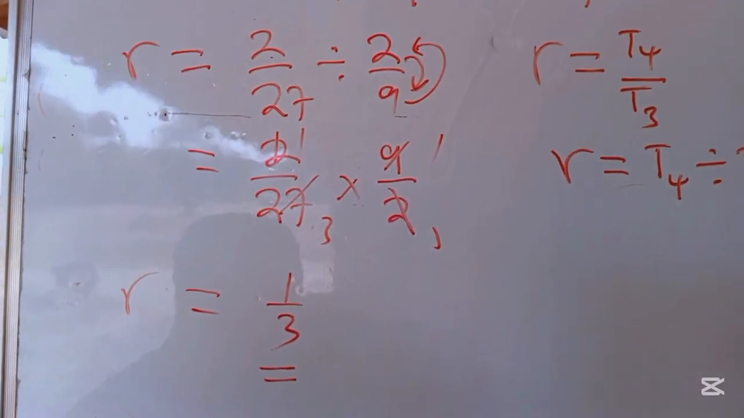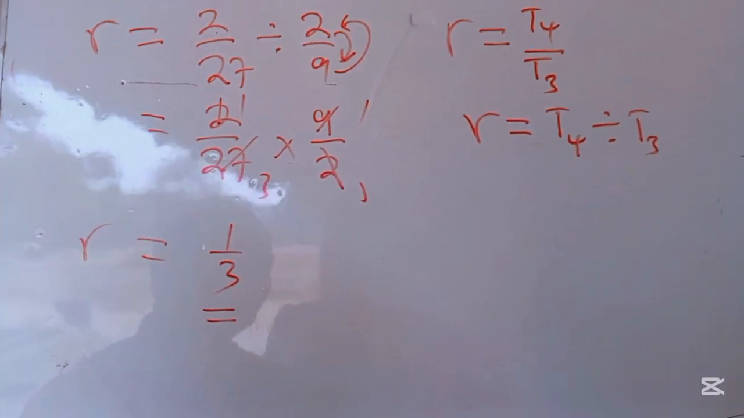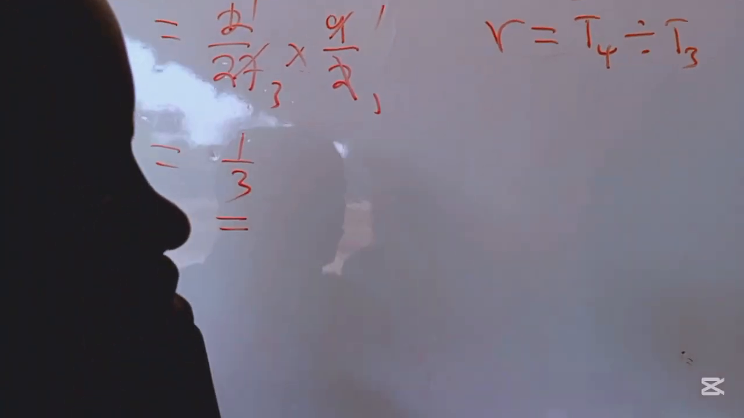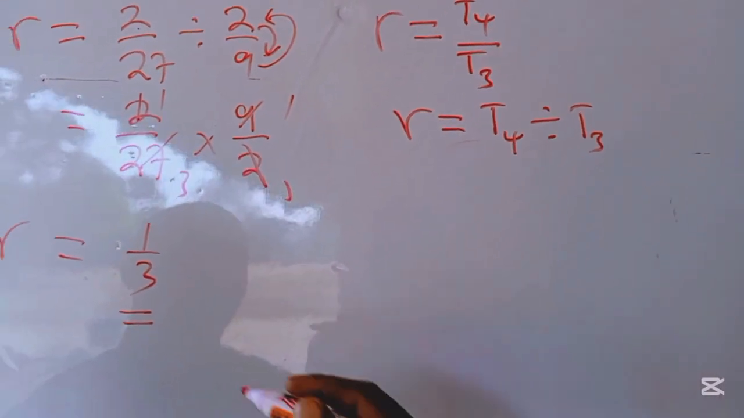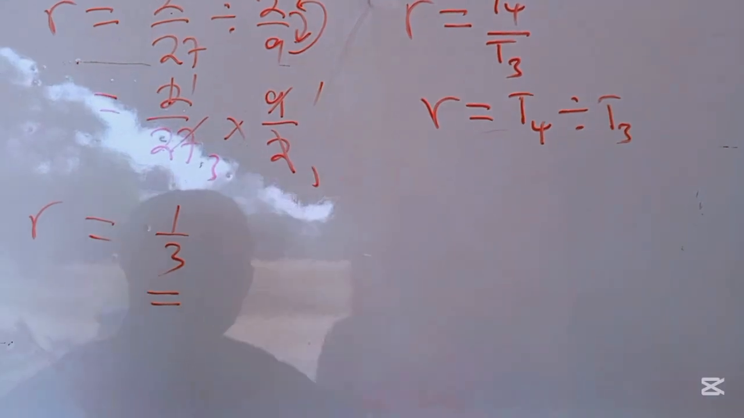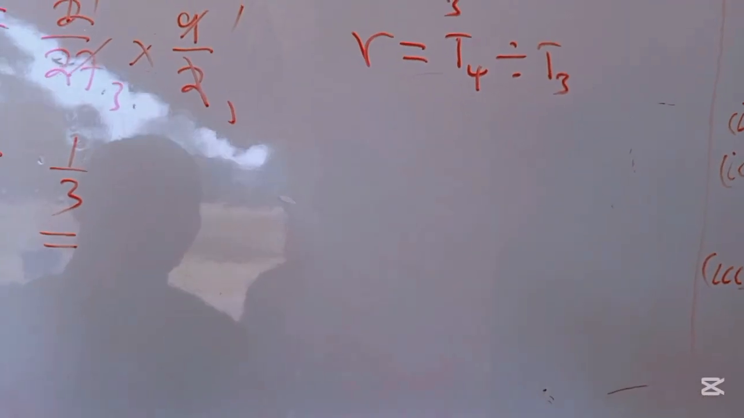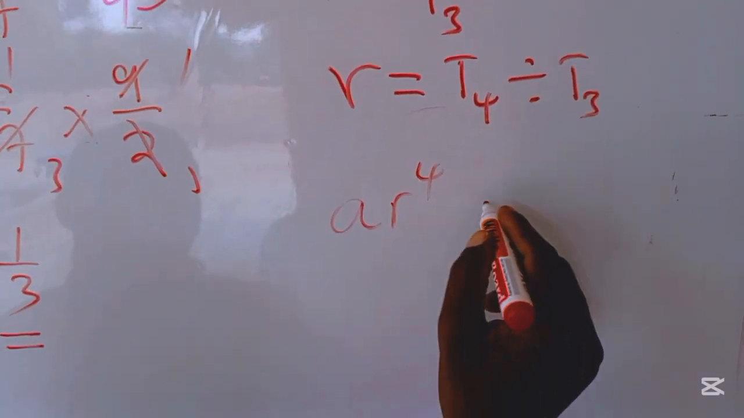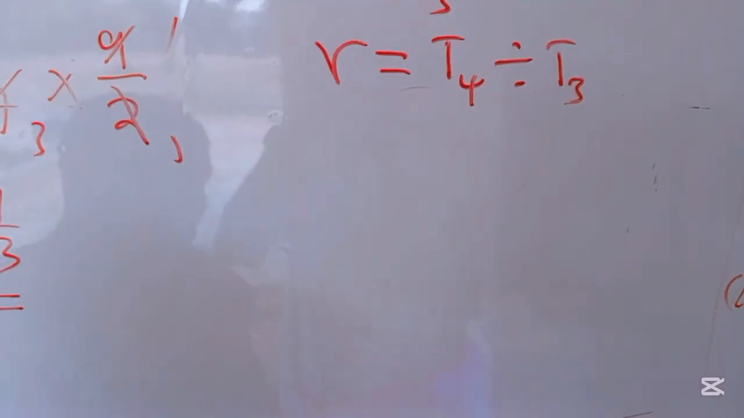Please don't bother yourself. Some people would say, sir, what about when I use this method? Some teachers will tell you that because these terms are consecutive, following each other, third and fourth, it is very easy to find the common ratio. If they are not following each other, we'll look at such questions. Other methods are good, but you are wasting your time.